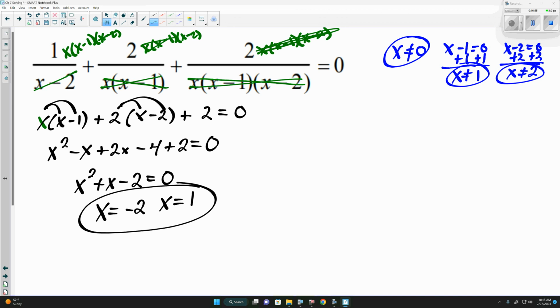Do both of them work? Which one doesn't? 1. So our only actual solution is x is equal to negative 2. Questions on this here? And that is it.